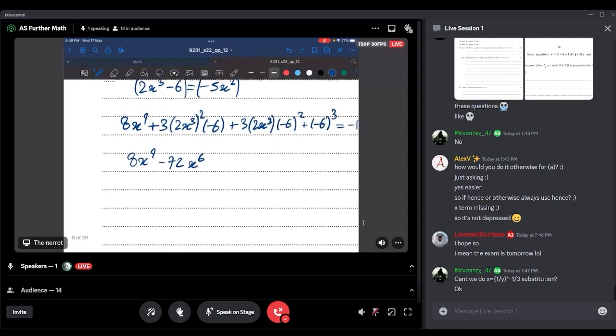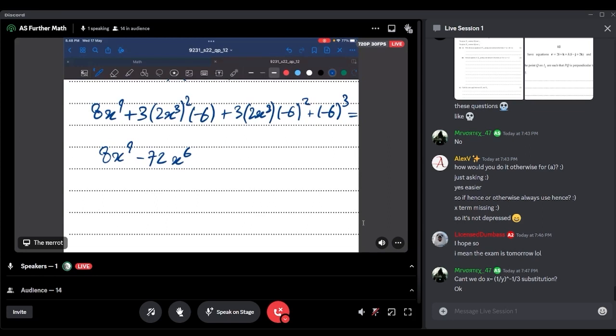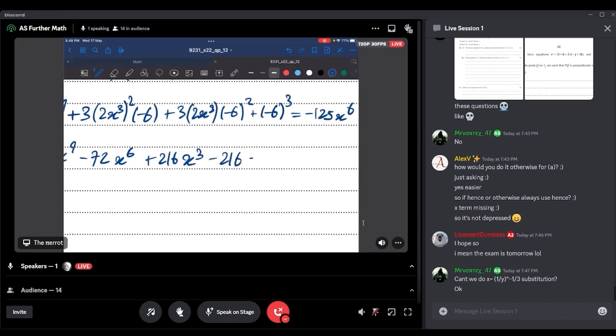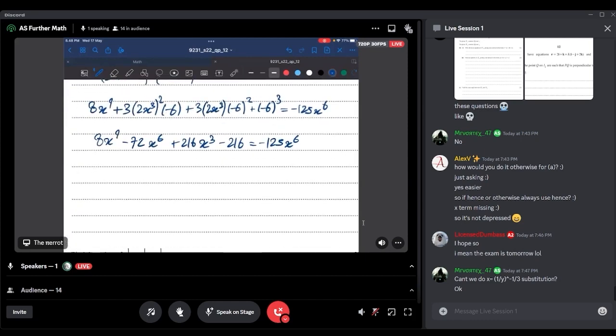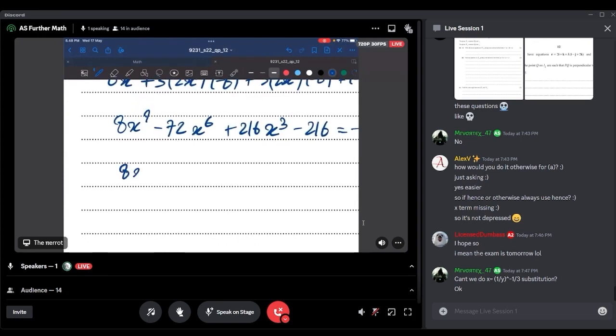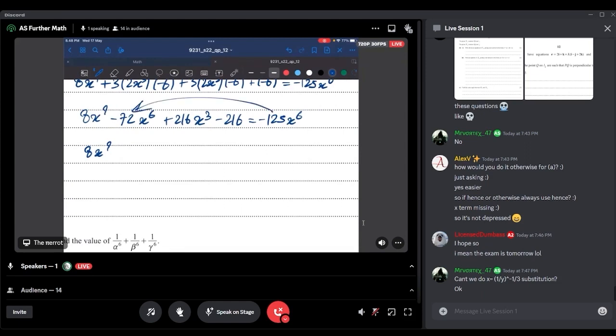Okay, let's do some happy simplification. 36 times 6, that's 216 x cubed minus 216. Okay, just like this. And then transfer this right-hand side to the left-hand side. So yeah, we get a tidier, neater-looking equation. 125 minus 72 here, we have 53. So many computations. It gets very tiring and more prone to mistakes.